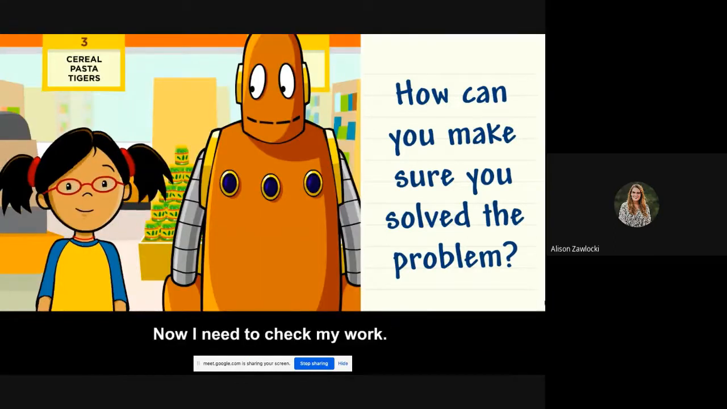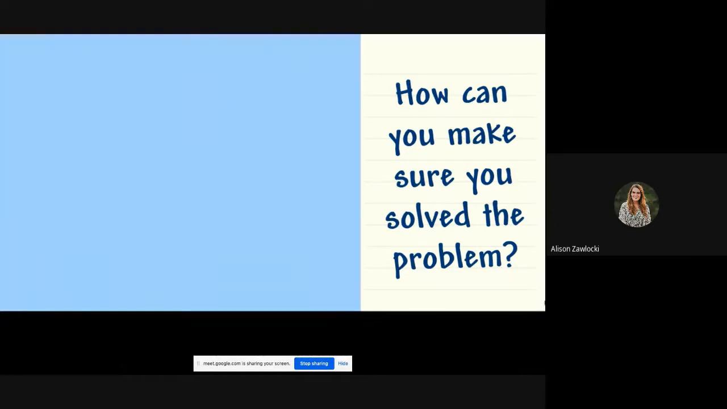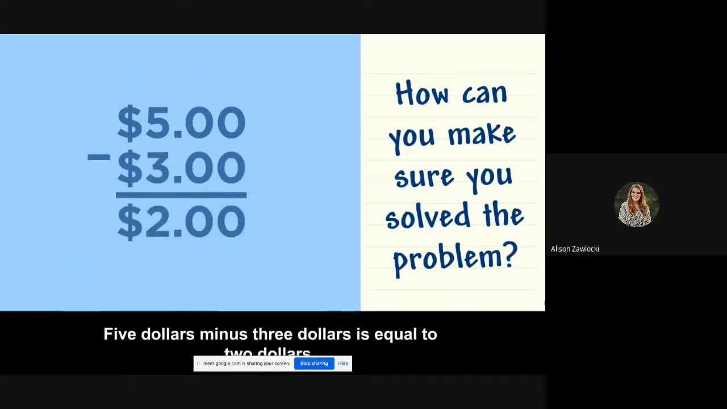Now I need to check my work. I can write a number sentence to check. $5 minus $3 is equal to $2.